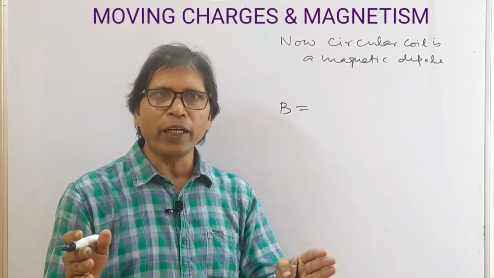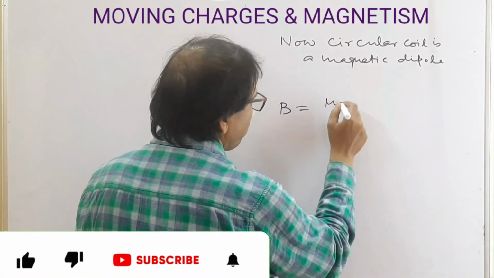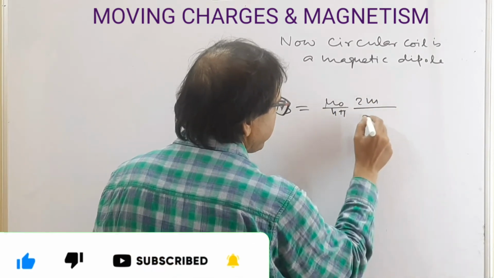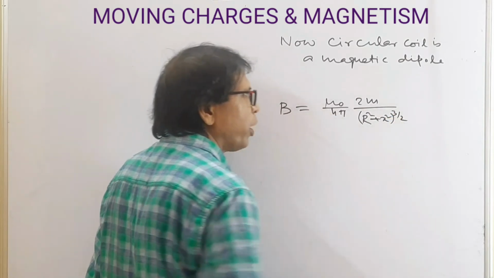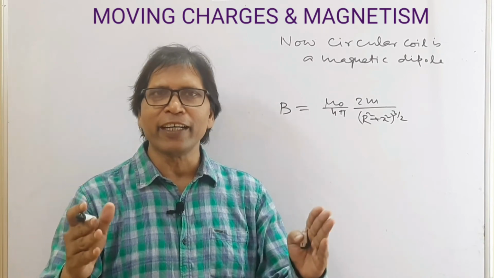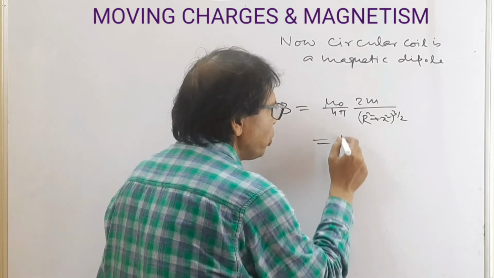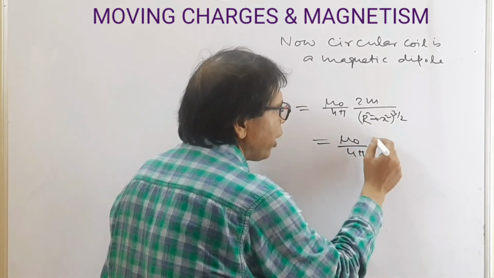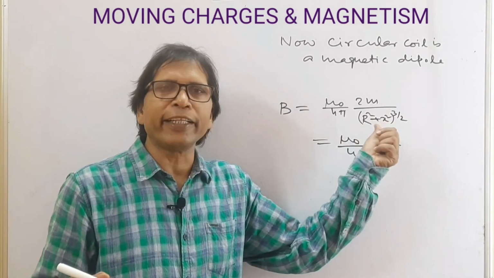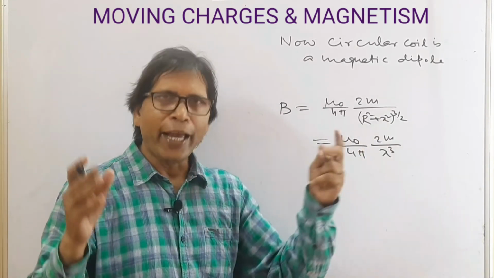Now a circular coil acts as a magnetic dipole for a long distance. Now the magnetic field on the axis of the circular coil B equals mu naught by 4 pi into 2m divided by r square plus x square to the power 3 by 2. Look at this, if x is greater than r, that is for long distance, it becomes mu naught by 4 pi into 2m divided by x cube, because x is greater than r, so r square is negligibly small in comparison to x square.